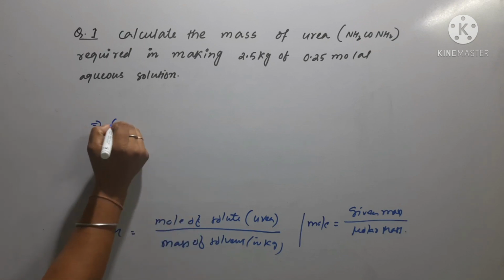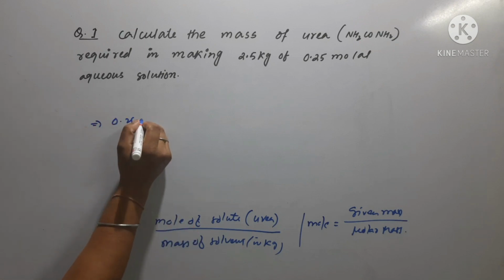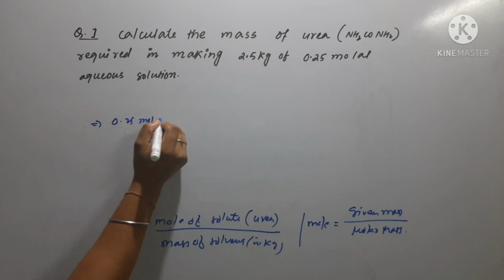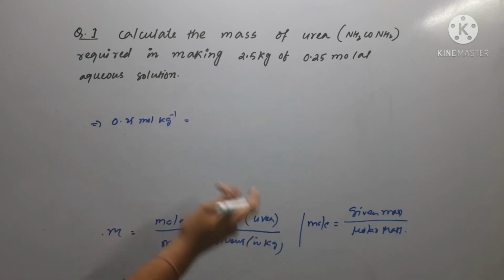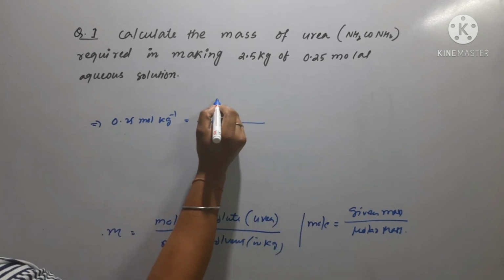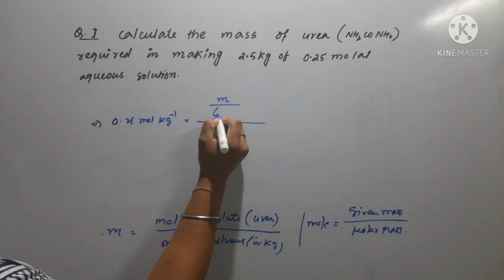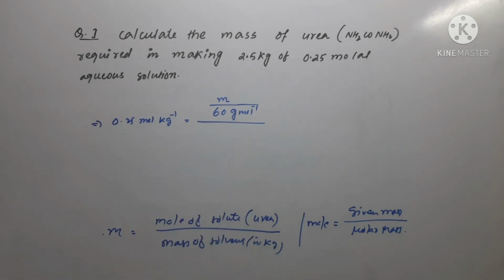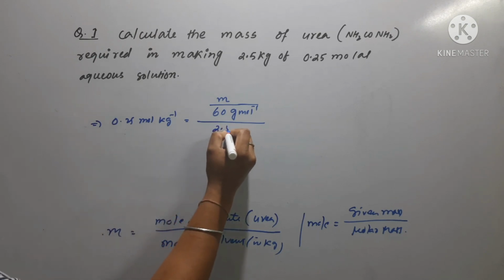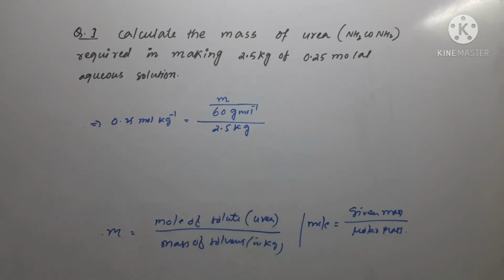So molality is given to us as 0.25 mole per kg, right? Mole of solute, what do we know? Consider the given mass to be m, and this is 60 gram per mole, which is the molar mass. And the mass of solvent is also given to us, which is 2.5 kg.